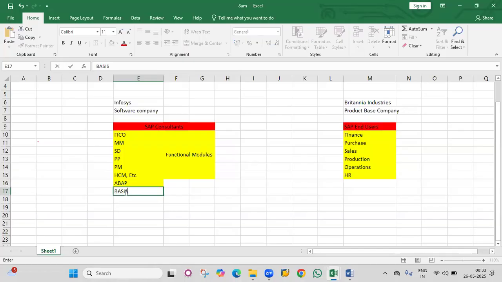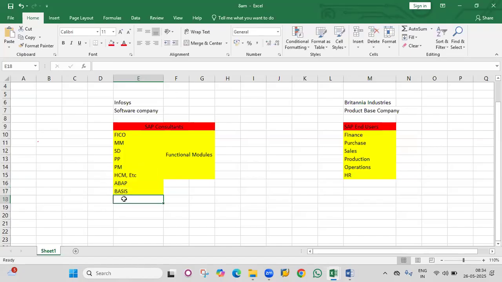Basis means this fellow will take care of system administration. My user ID is not working, my password is not working, the backup is not working. I want to update my system from the old version to the new version. The system is very slow. The size has been fully occupied, and we need to increase the size of the server. All these things will be taken care by the basis team. We no need to worry about it.